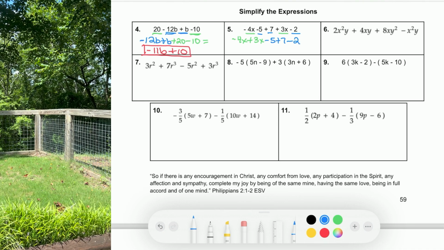My negative 4x plus 3x, they're different signs, so I'm going to subtract them and keep the sign of the greater. So I end up with just a 1x. The 4 is greater than the 3, so it's a negative 1x.